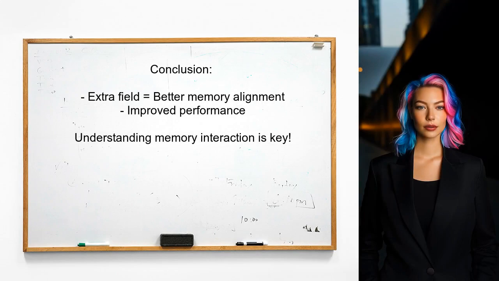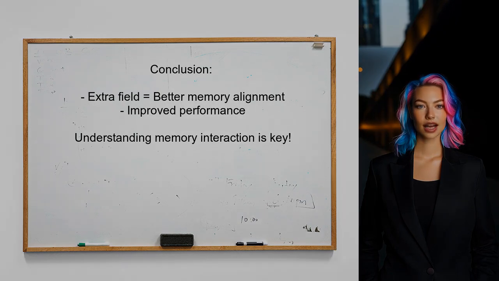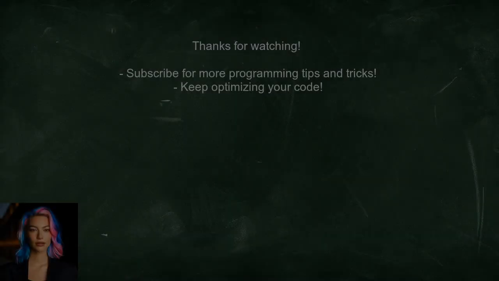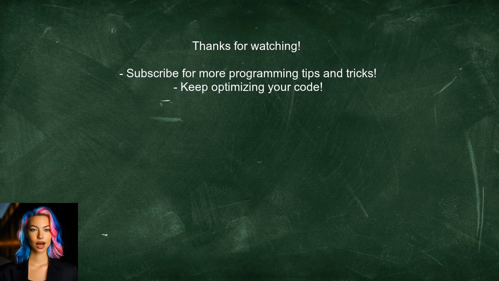In conclusion, adding an extra field to a struct can lead to better memory alignment and improved performance. Remember, understanding how your code interacts with memory is key to optimizing performance. And there you have it. Now you know why adding an extra field can make such a difference.